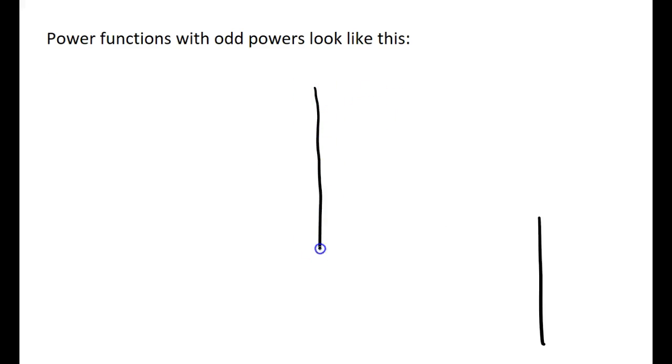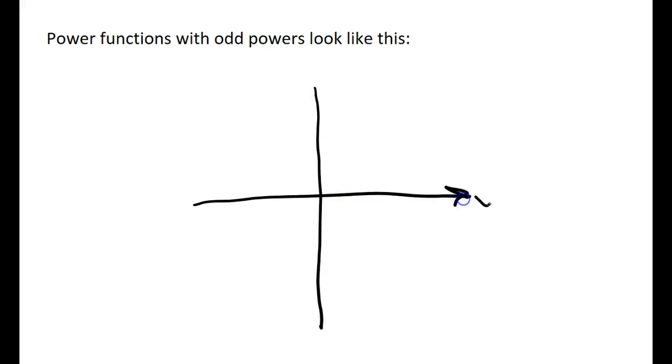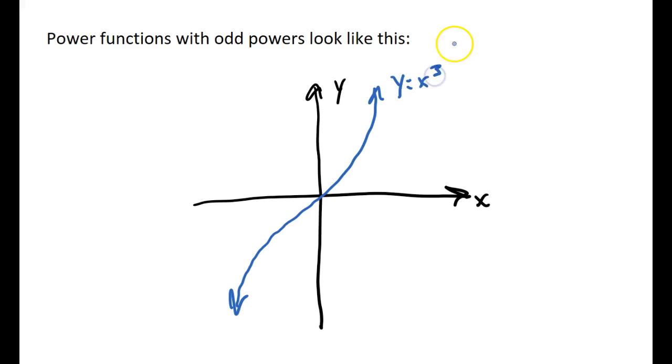Power functions with odd powers look like this. So once again, if that's the x-axis, that's the y-axis, well, they're always going to start in the third quadrant and go up like that. Okay, so let's say this is y equals x cubed. Now what if it's a negative term? Well, if I have y equals negative x to the 5th, it might look like this. It starts in the second quadrant and goes down through the fourth quadrant.